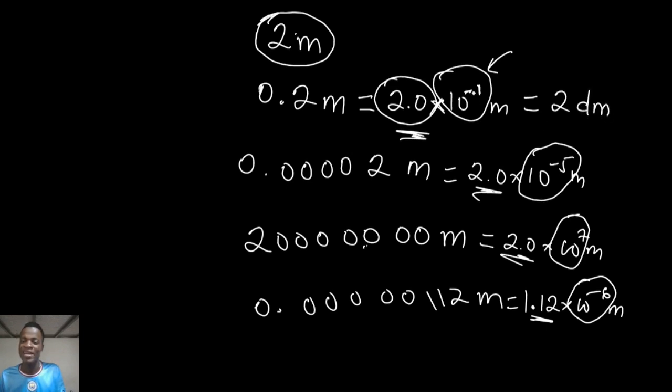For 10 to the power negative 1, the symbol that they use to replace that is deci, and the symbol is d, right? That's what they use to replace the 10 to the power negative 1, so that the number can easily be read, like 2 decimeter. So 0.2 meters is the same as 2 decimeter, right? So deci is just 10 to the power negative 1.